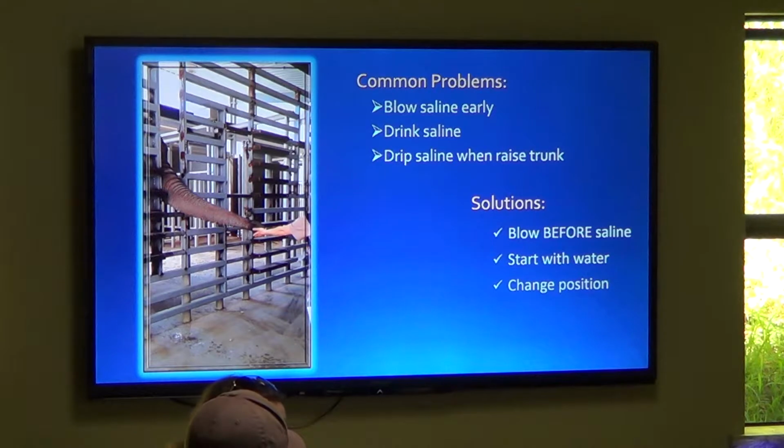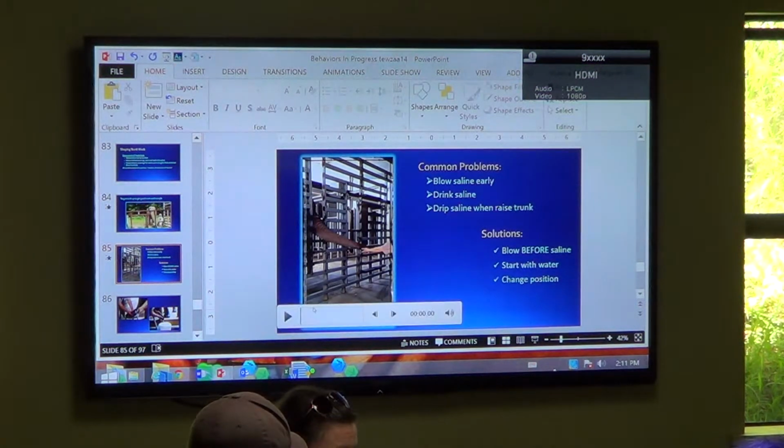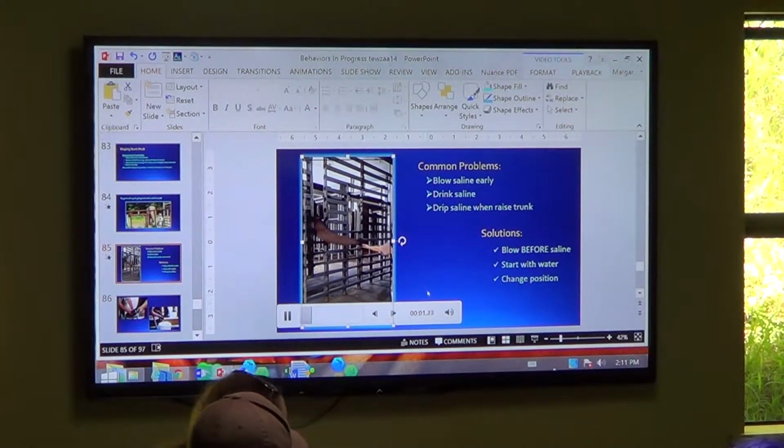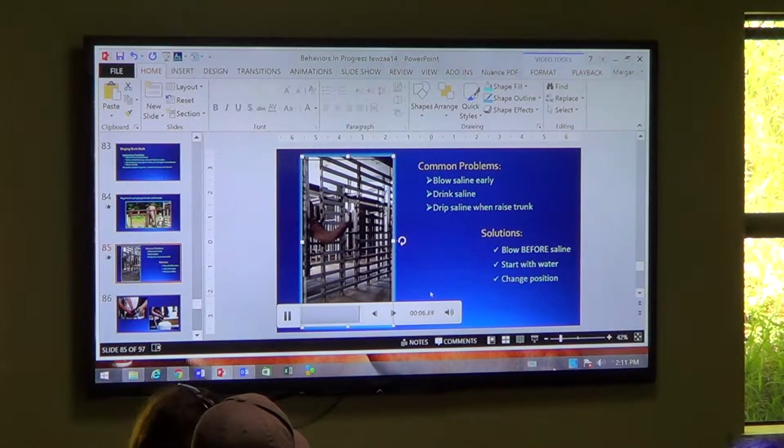Sometimes we start with water. One elephant that I worked with, she really liked the taste of the saline, so we started with water and then gradually increased the salinity. And that way she got over her taste for salt water. We can also look at repositioning the elephant. So there you see the problem.